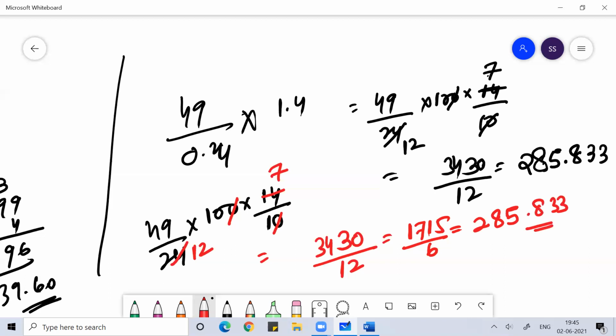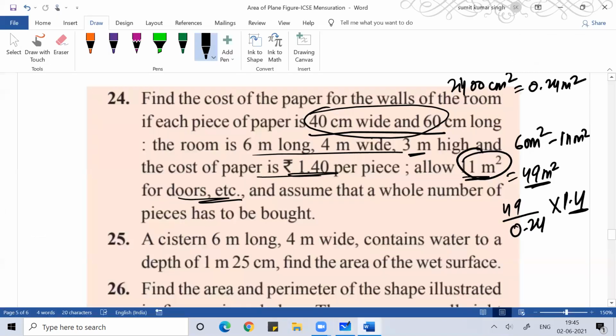How are you getting this? This we got right, 49. This is correct, no? 49 meters square. Yes, sir, 49 meters square is correct. Then we found the number of papers you require. One piece of paper is 1.4 rupees. So we found the area of paper.